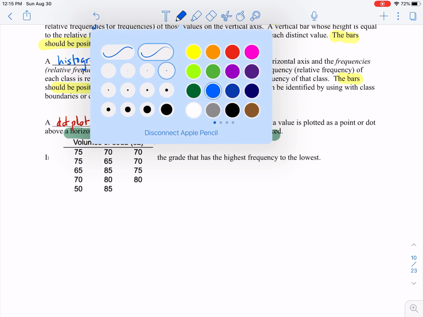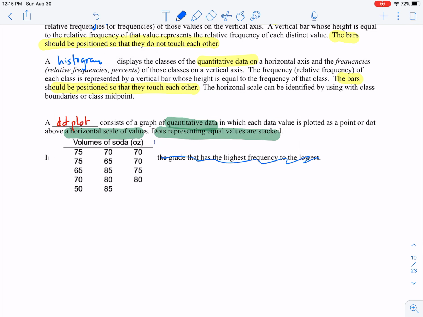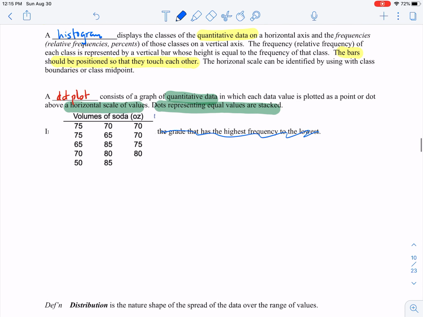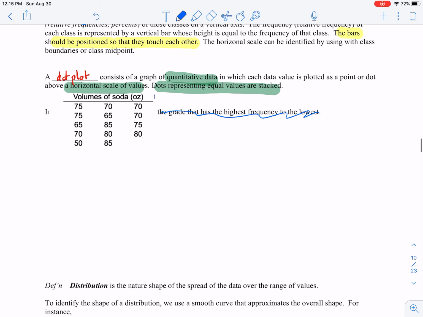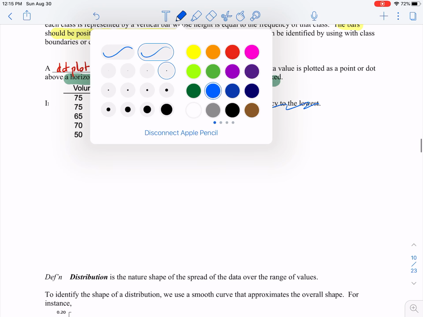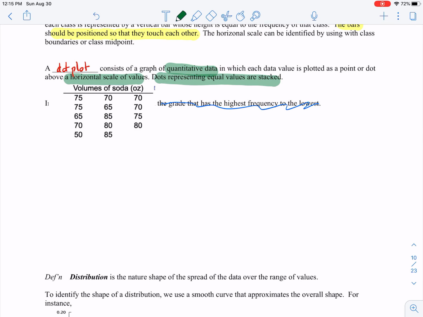And I got a data set already for us. This is the data set of volumes of soda by ounce. So we want to graph a dot plot. If I want to graph the dot plot, I want to draw the horizontal axis, and then I'm going to label this. Let's say the data values range from 50 to 85. So I can go by an increment of 5 or 10.